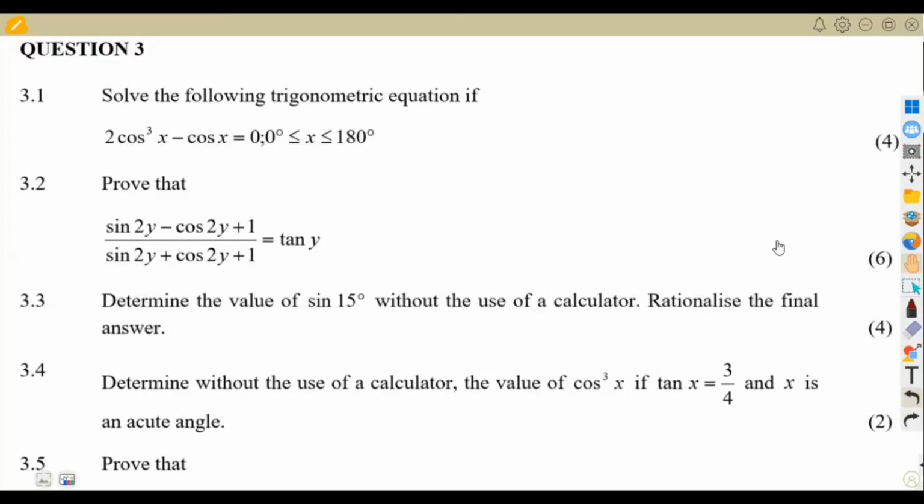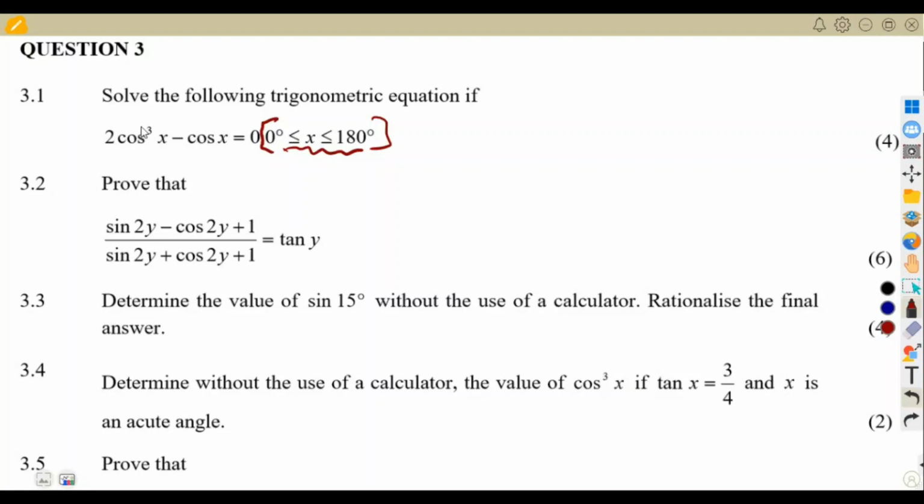So we're not going to waste much time. This is a revision that you're just going to work through, to see how you're supposed to attempt this typical question. Question number 3.1: we are given to solve the following trigonometric equation. We are given that 2 cos cubed x minus cos x is equal to 0, and our x is being taken from 0 to 180 degrees. Like I said, you are supposed to consider the interval that you are given.